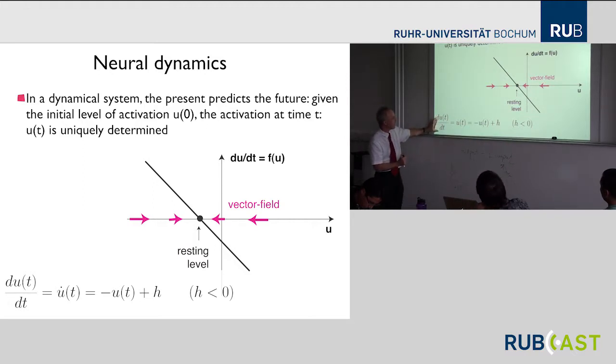Very pragmatically, here I introduced the dot on the u. That's the rate of change. That's how physicists talk about rate of change. Newton invented that.